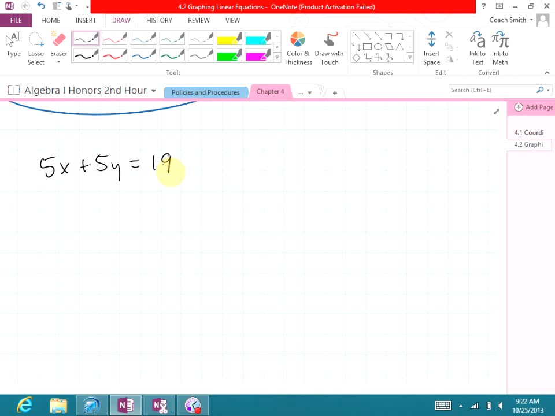I want it in fraction form, not mixed number, improper fraction form. It's not wrong, but it's not exactly what I want. No. Caleb? Yeah. y equals negative x plus 19 over 5. Okay, we want the x first.